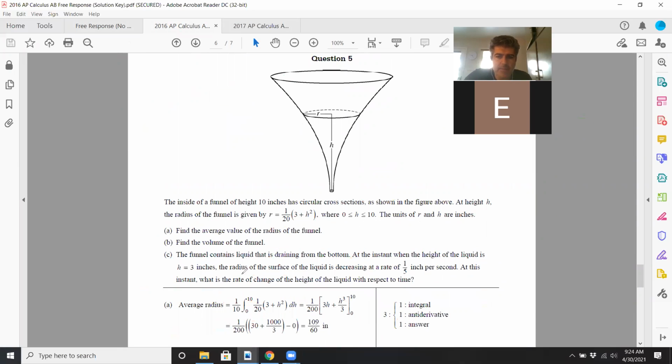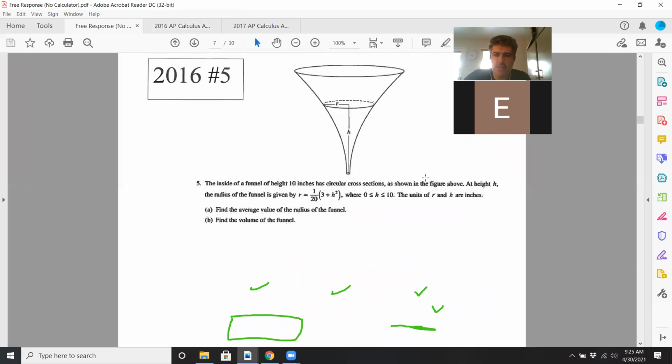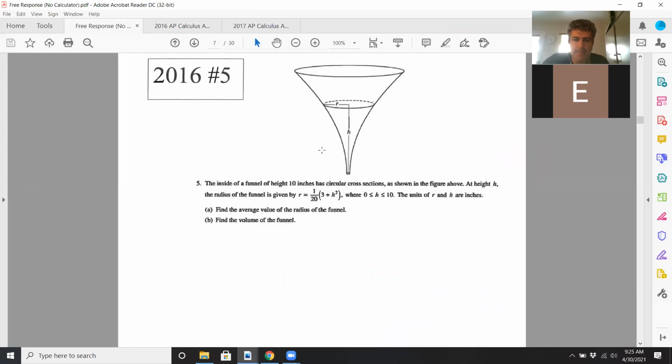But if you left it like this, you would receive full credit. But state the units though, state inches, very important. You'll lose that point, which would really suck to lose. 1 point for the integral, setting it up correctly, 1 point for doing the antiderivative, and then 1 point for the answer. So that's a 3-point problem right there. Now, the next one's a little confusing. They're asking you to find the volume. So it's totally a revolution type problem.